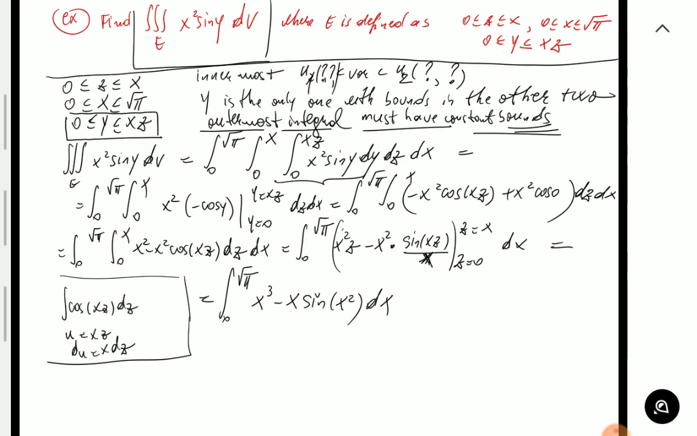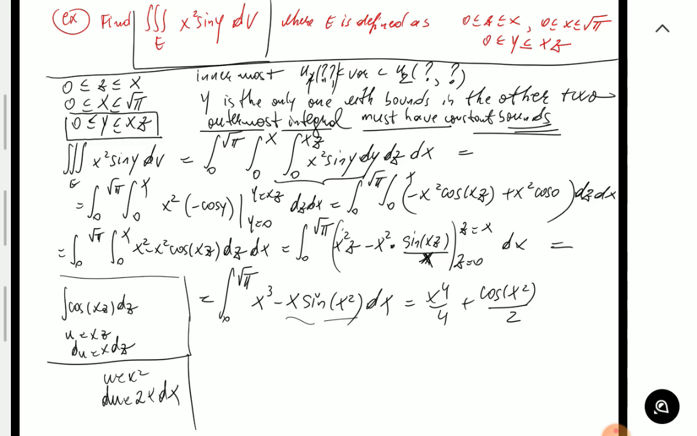That will cancel with this existing x. Or again, if it's not clear, at this stage here, you're going to take u to be x squared, du is 2x dx. So it's going to be du over 2, right? So let's see. The antiderivative is x to the fourth over 4 plus cosine of x squared divided by 2.